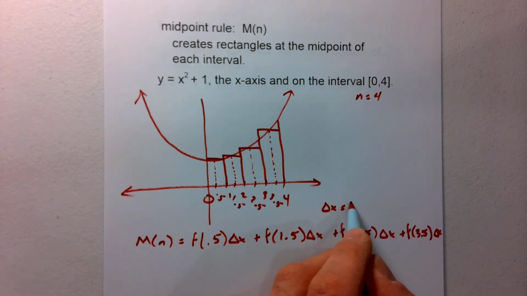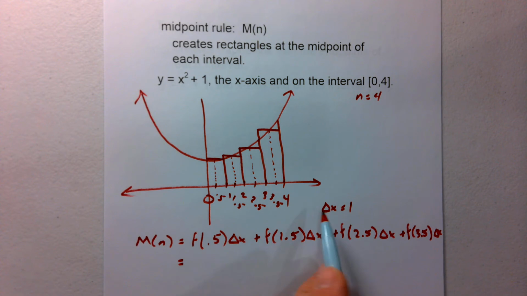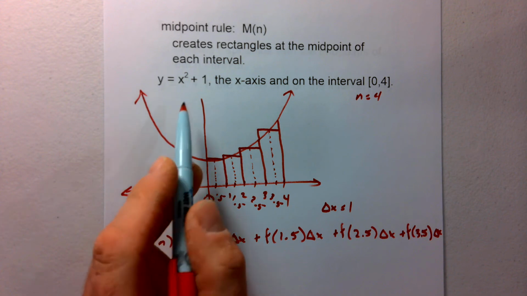Delta x again is equal to 1 for all of these. We'll eventually get where delta x is not always 1, so we'll have to change our notation down here. But for now, they're going to be nice clean intervals for us. So the first thing we're going to do is take a half, plug it in.